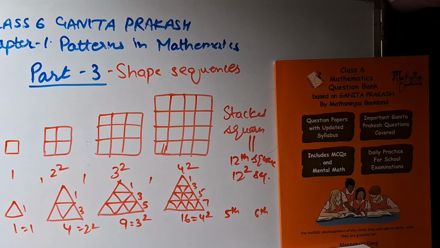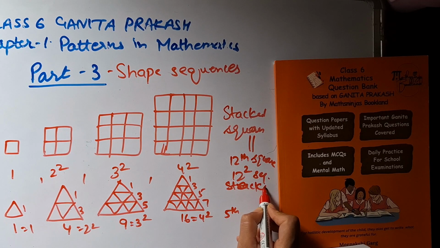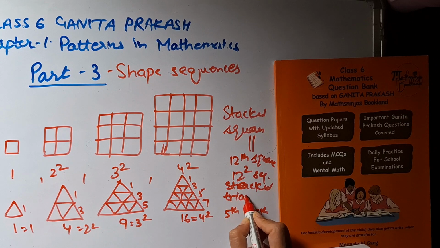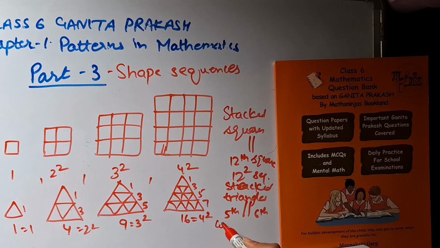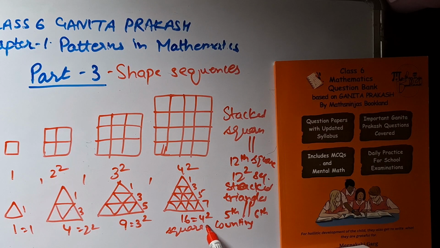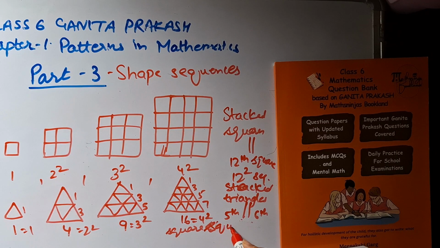And how many triangles will you get? You just add one more row to the bottom to get the stacked triangles. The stacked triangles sequence corresponds to the square sequence of counting numbers. Square sequence, you can just say square sequence. It is not counting numbers, it is square sequence, sorry.